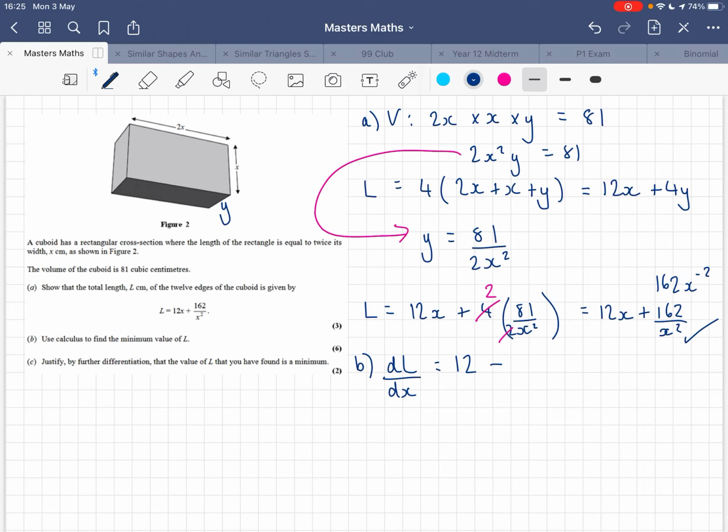300. Oh my goodness, my brain's not working properly today. I should be able to double 162 in my head, but I can't. 324x to the power of -3. Okay, I need to put that equal to 0 and solve it to find the turning point. So I have 12 minus 324 over x cubed. When I'm solving an equation, I generally prefer to have it back as a fraction. I don't like to have negative powers because that makes it more difficult to solve.